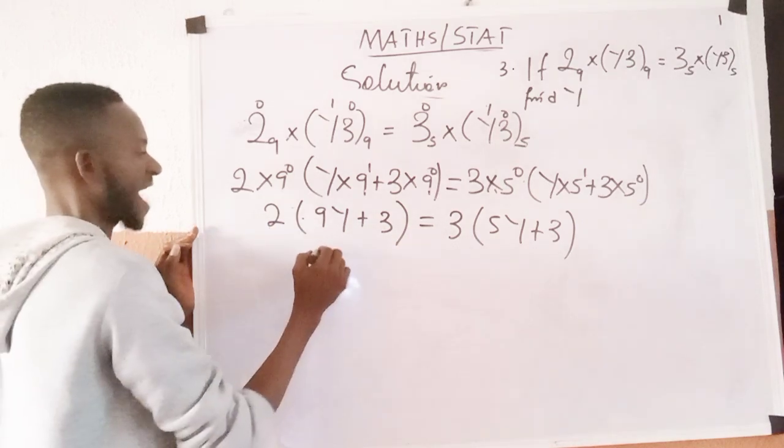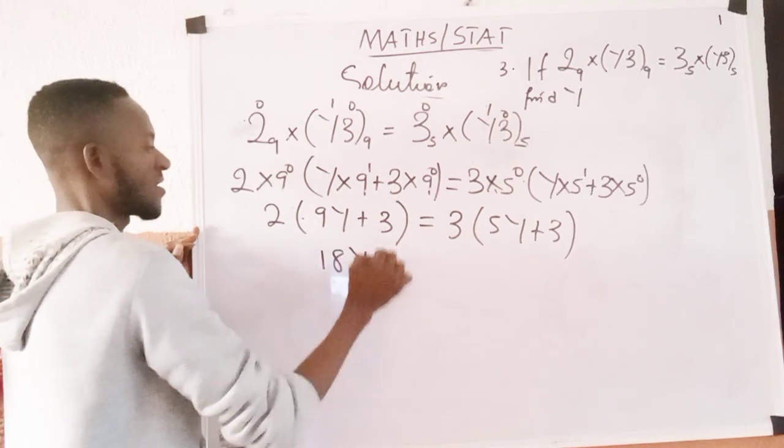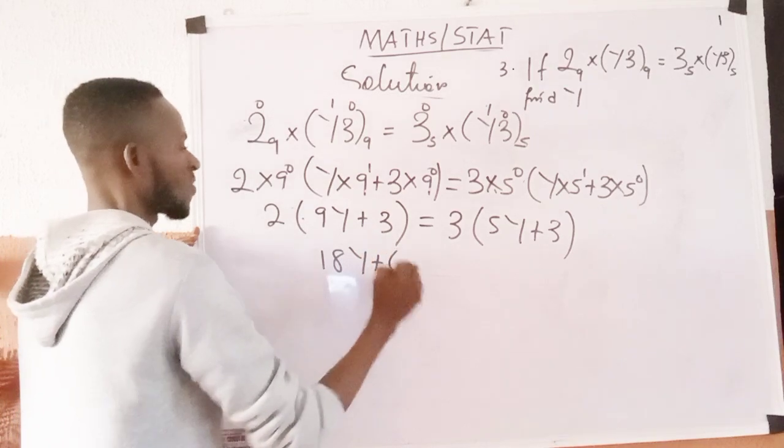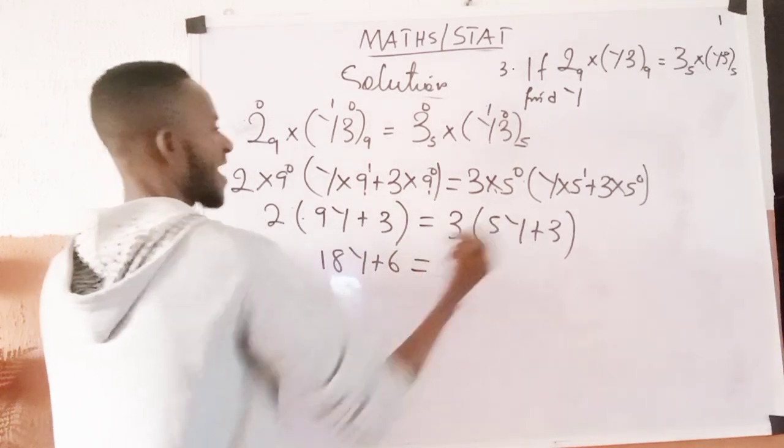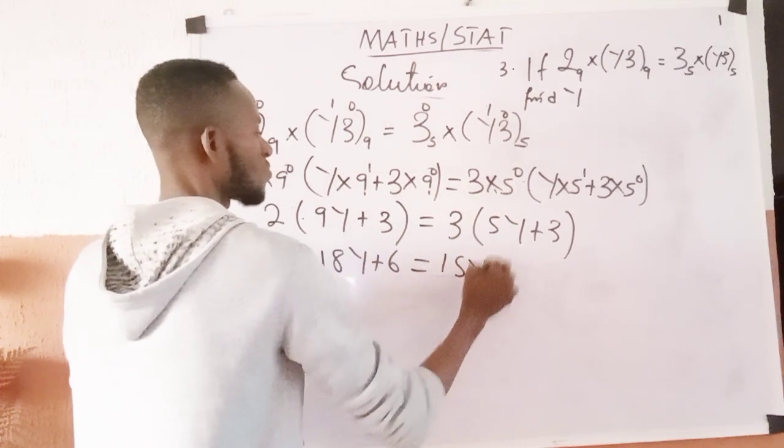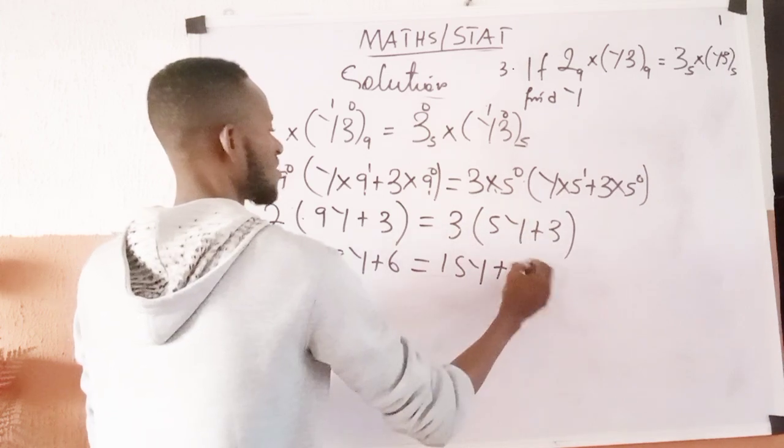So you now open. Then 2 times 9 will give me 18y, plus 2 times 3 will give me 6, equals 3 times 5 will give me 15y, plus 3 times 3 will give me 9.